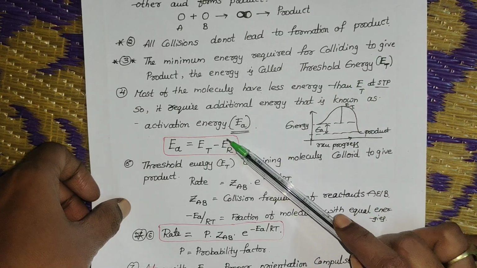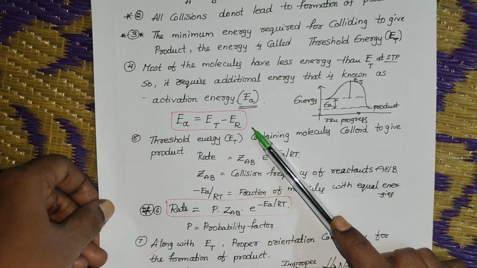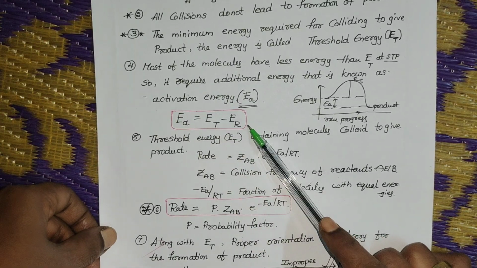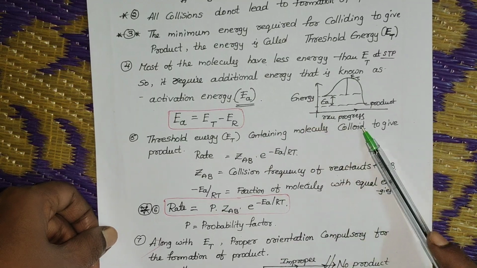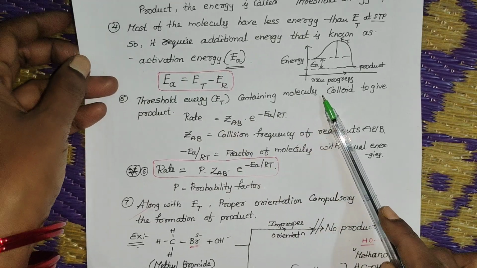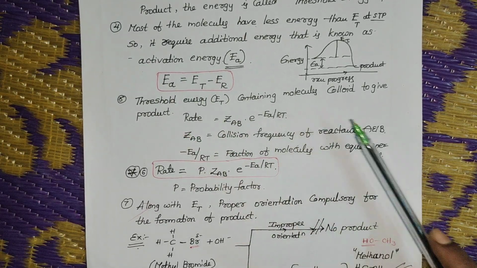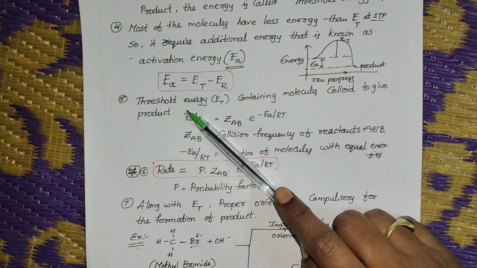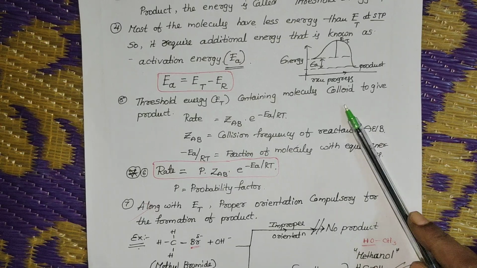That additional energy is known as activation energy. Activation energy Ea equals Et minus Er. Ea is activation energy, Et is threshold energy, Er is the energy contained by normal molecules. Okay, this is the graph between energy and reaction process. Molecules containing threshold energy will collide. I mean, those are involved in the collision and those will give the product. Which molecules contain threshold energy, those are the only ones involved in the collision and give the product.